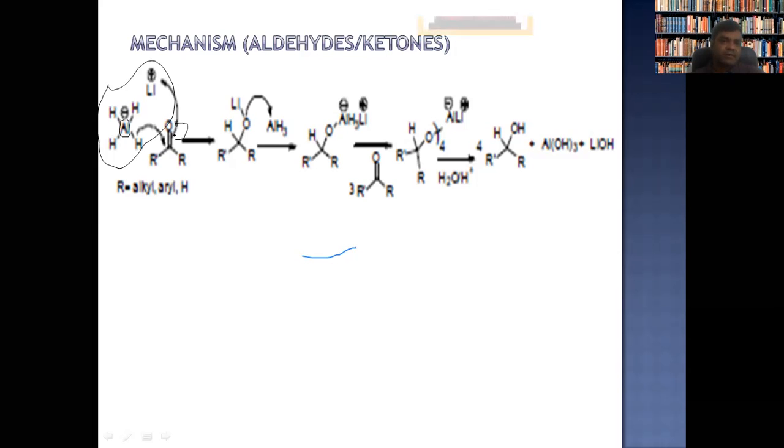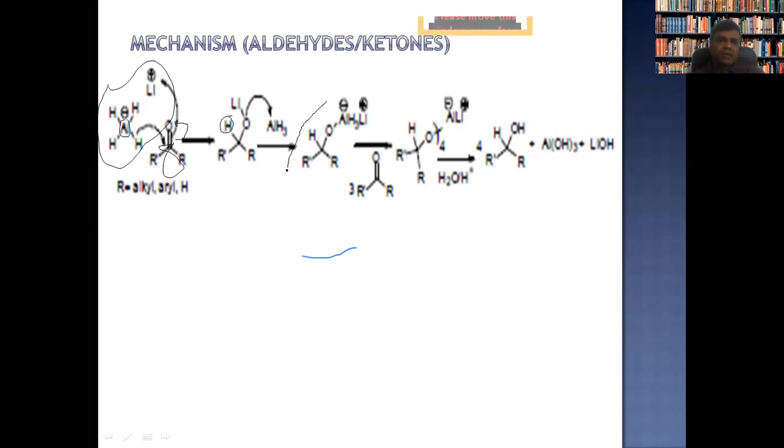So in the next step, what will happen? The pi electrons will move onto oxygen, and this carbon will have the positive charge, which is electron deficient now. Therefore, in the next step, this aluminum hydride donates its hydride to this carbocation. So a C-H bond is formed. Now in the next step, you can see the oxygen-aluminum bond formation takes place.